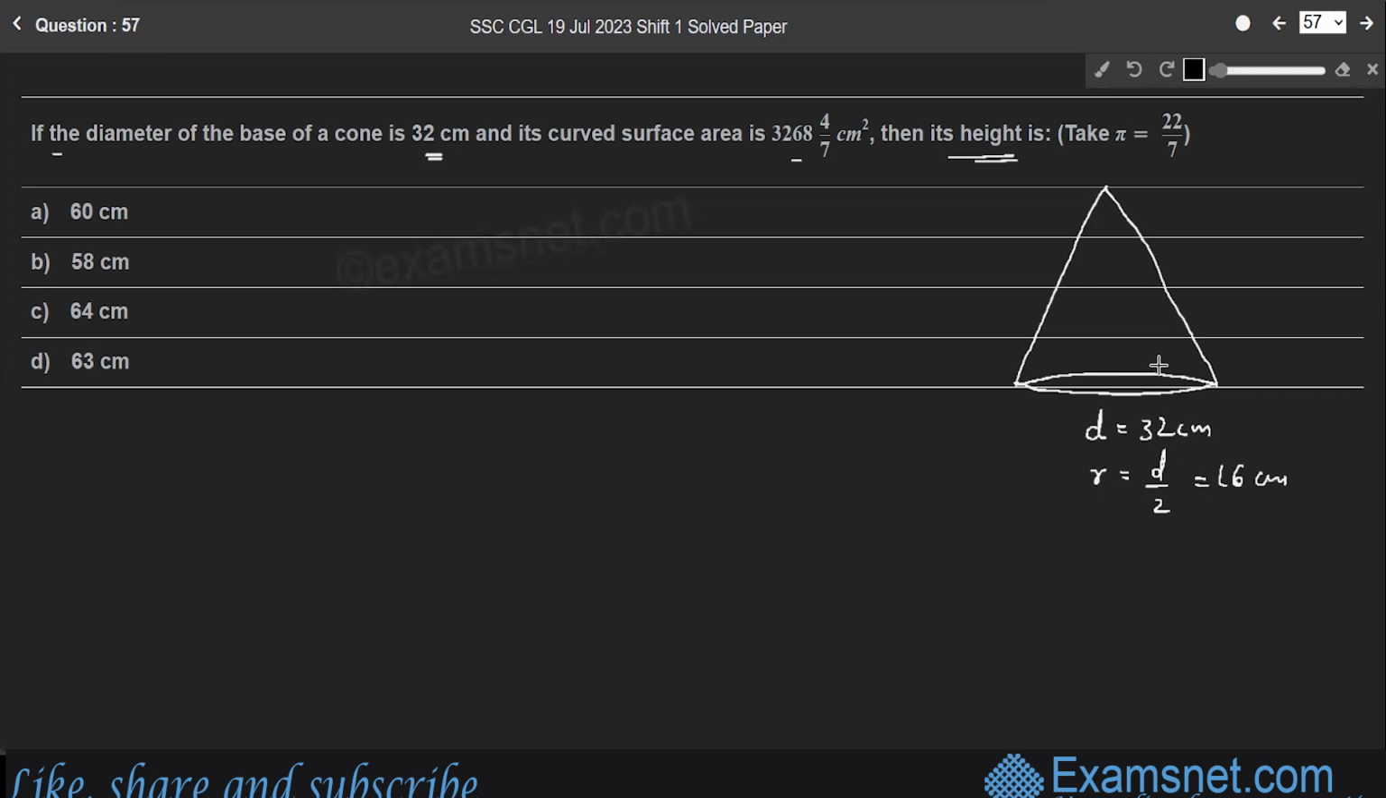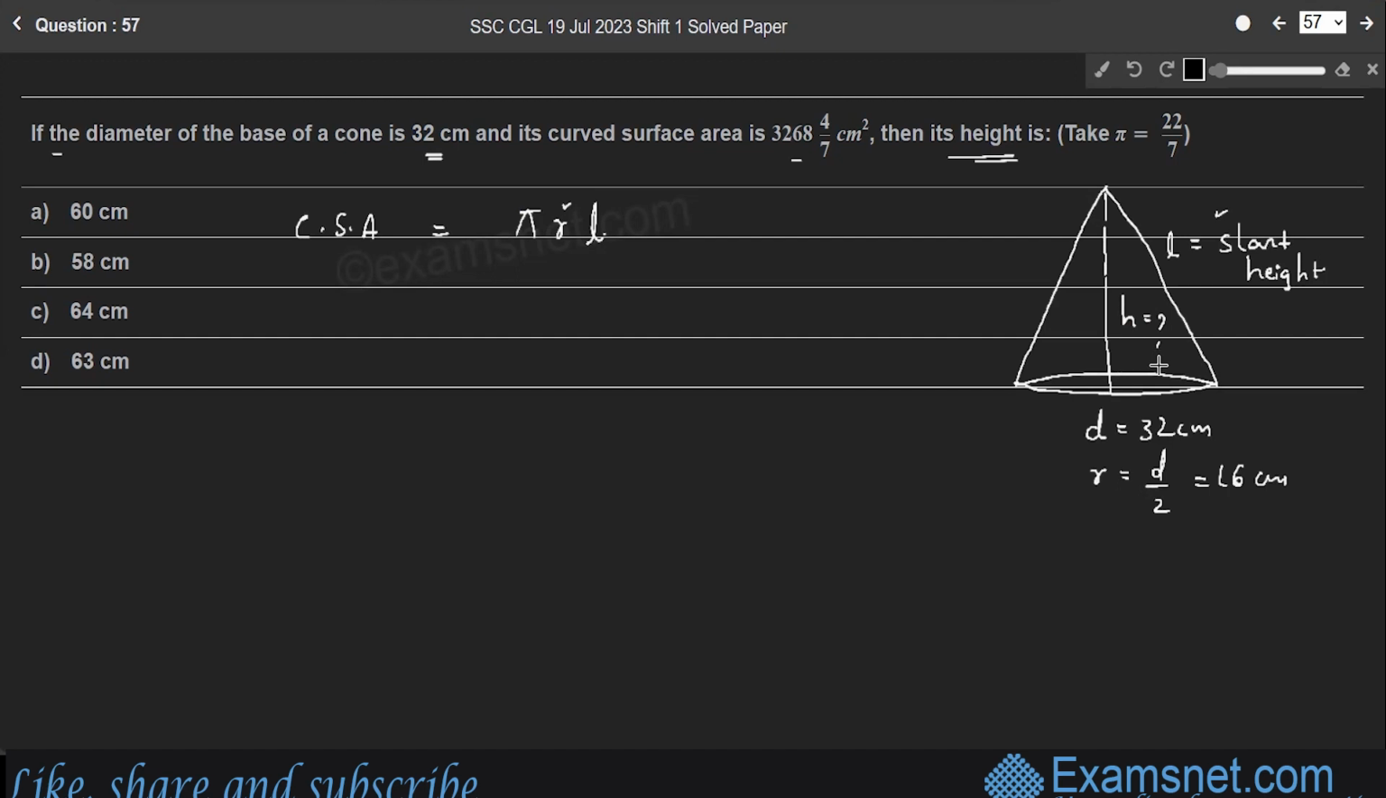Radius of the cone, right? So curved surface area is given. We need to find its height. So this height should be calculated, right? Here curved surface area CSA. So formula says it is pi into r into L. Here r is radius of the cone, L is slant height, right? So using this slant height and radius, we can easily find the height of the cone using Pythagoras theorem. First, we have to find slant height of the cone.